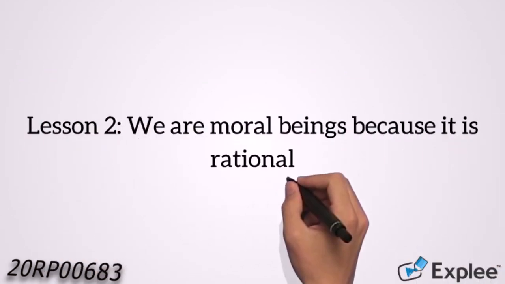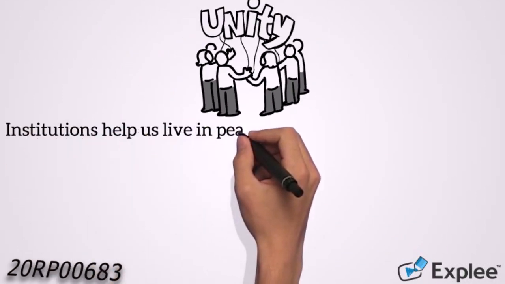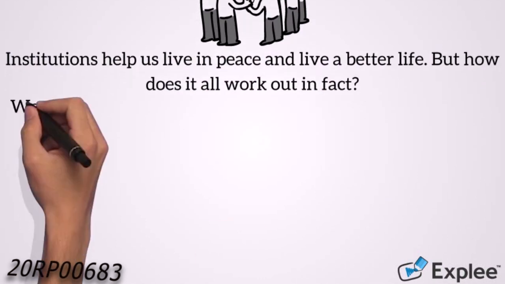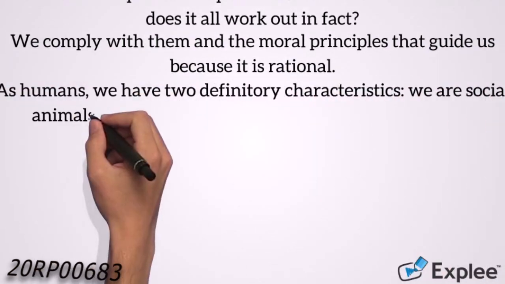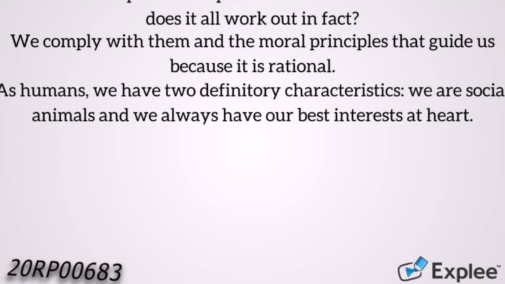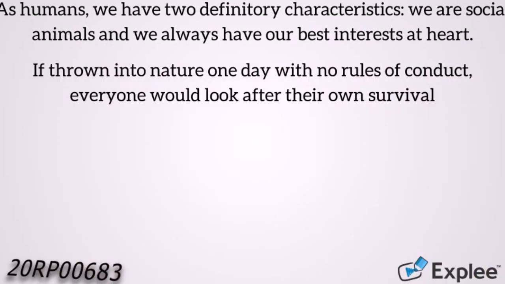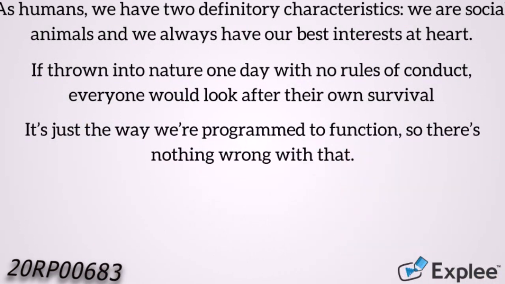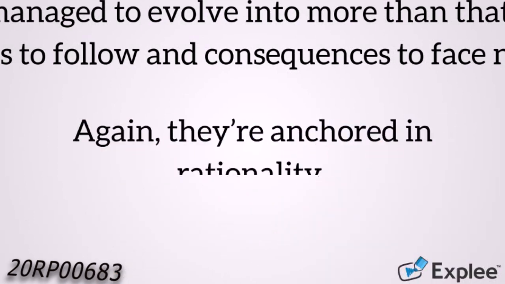Lesson 2. We are moral beings because it is rational. We comply with them and the moral principles that guide us because it is rational. As humans, we have two definitory characteristics: we are social animals and we always have our best interests at heart. If thrown into nature one day with no rules of conduct, everyone would look after their own survival. It's just the way we're programmed to function, so there's nothing wrong with that. Still, we've managed to evolve into more than that, as we have rules to follow and consequences to face now. Again, they're anchored in rationality.